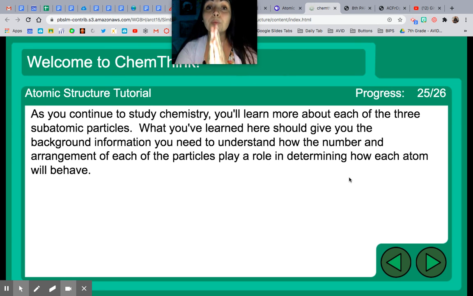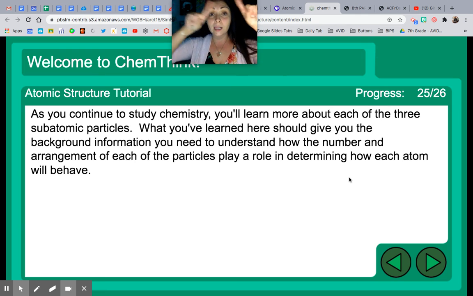So to review, protons are the identity. They're positive, and it is the atomic number. Carbon is atomic number 6 because it has 6 protons. Protons and electrons in a neutral atom are always equal. So if carbon has 6 protons, it also has 6 electrons. Electrons are negative, and they are located outside in the electron cloud. They orbit, they spin, they move so fast, and it's a lot of empty space.